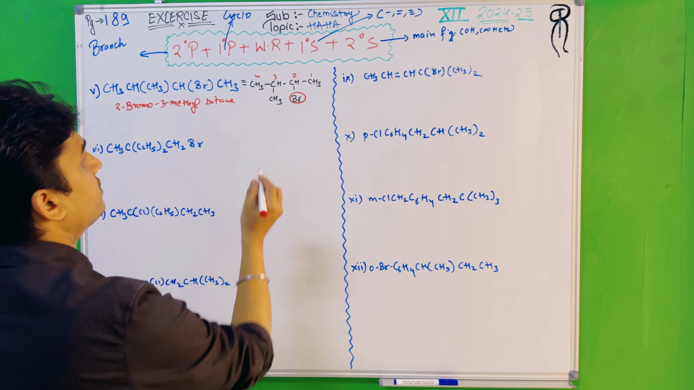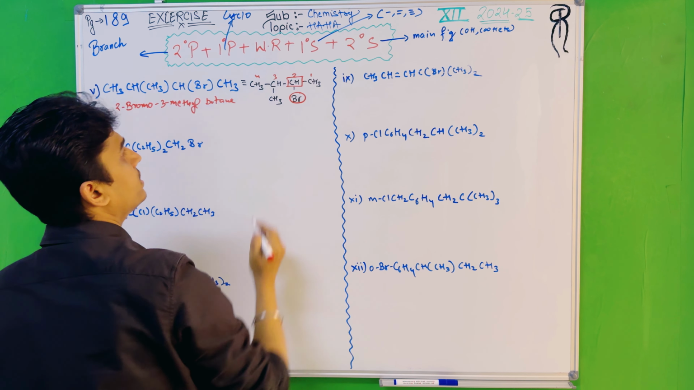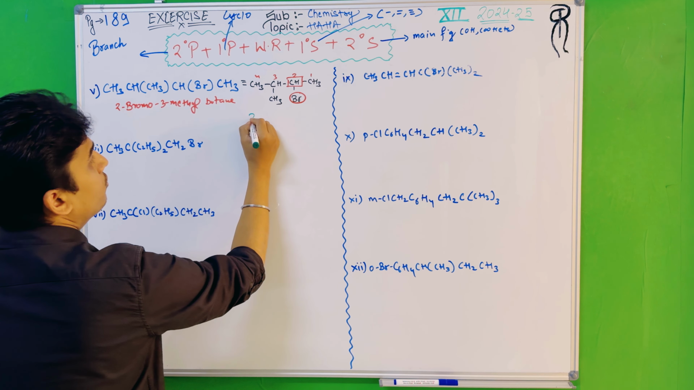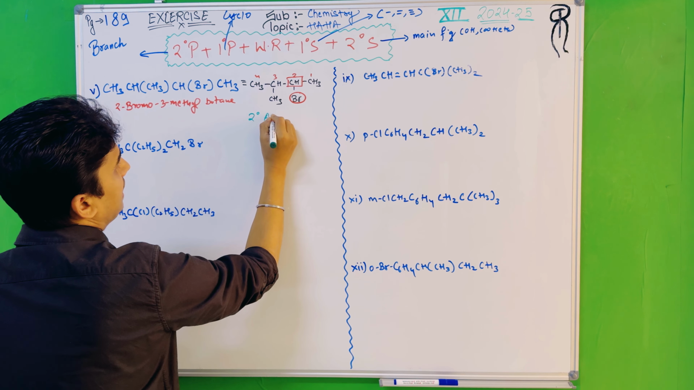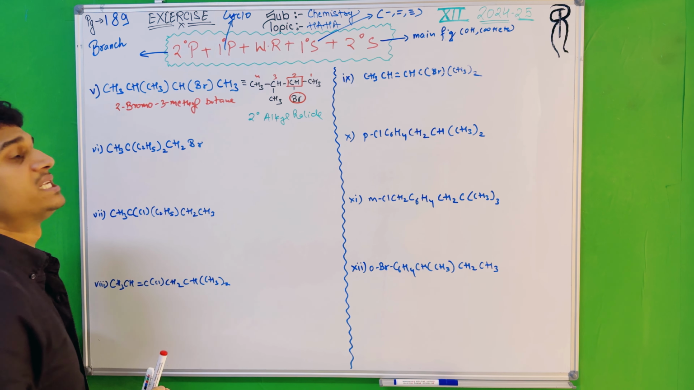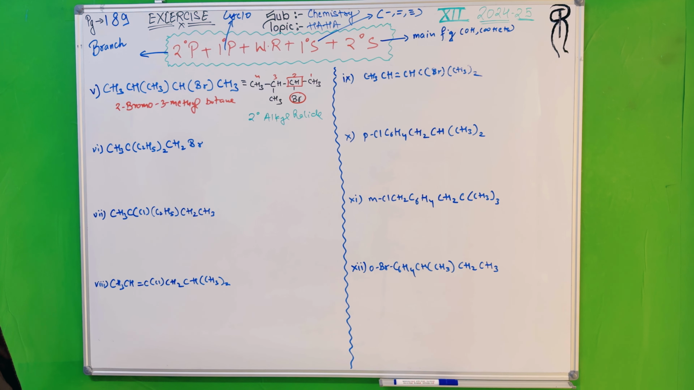Now tell me, the carbon which is attached with the halogen is how many degree carbon? 2 degree carbon, because it is attached to 2 different carbons, so 2 degree alkyl halide it is. I hope you are able to understand it very easily. Sure. Let's go to the next one.